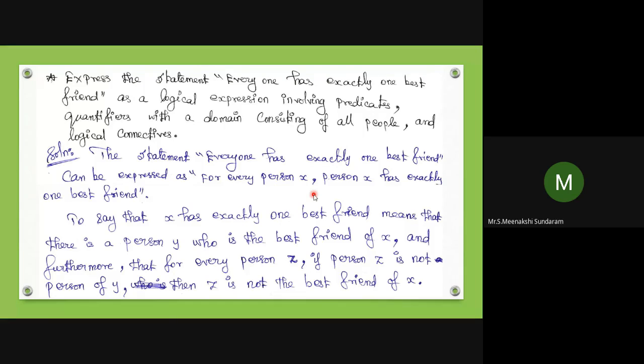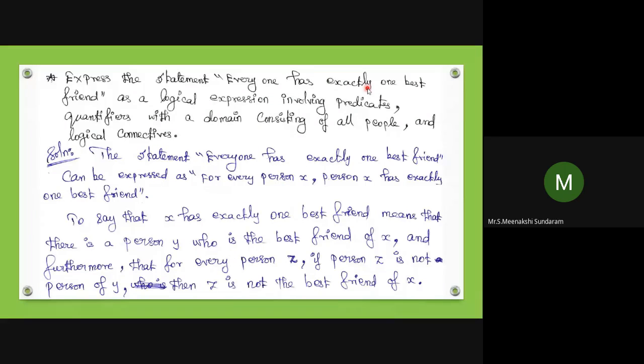Express the statement "Everyone has exactly one best friend" as a logical expression involving predicates, quantifiers, with a domain consisting of all people and logical connectives. So all the people you can take as the domain. Everyone has exactly one best friend. That is a very nice question. The word "exactly" is most important in this place.